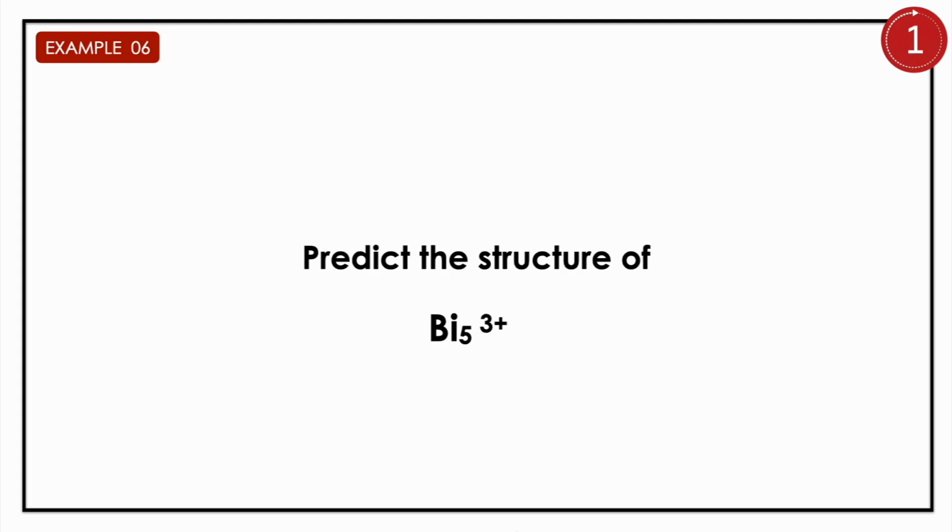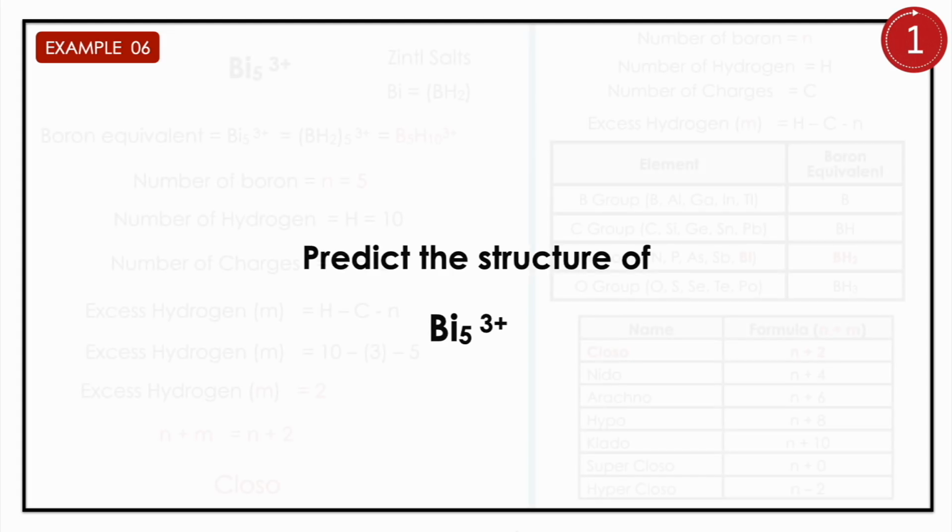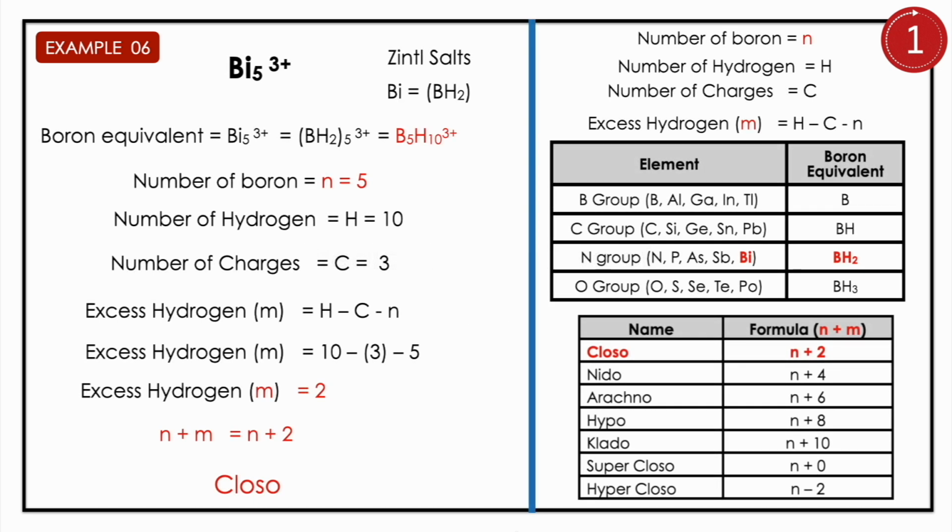Then the next example, Bi5 3+, bismuth 5 times trication. You should find the structure using Wade's rule. Here Bi5 3+ is a metal cluster, a typical Zintl salt. We should write the boron equivalent. Bismuth is in the nitrogen group, so the equivalent will be BH2. So if you substitute BH2 for bismuth, the formula becomes (BH2)5 3+. If you rewrite it, you have B5H10 3+. The compound becomes a simple borane.